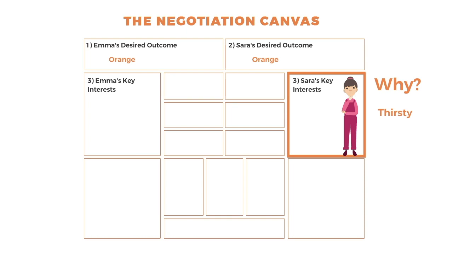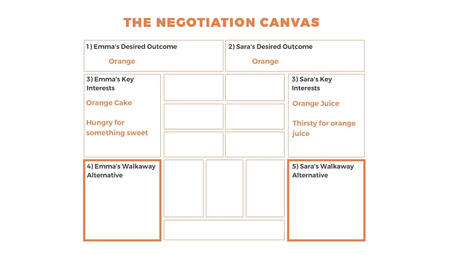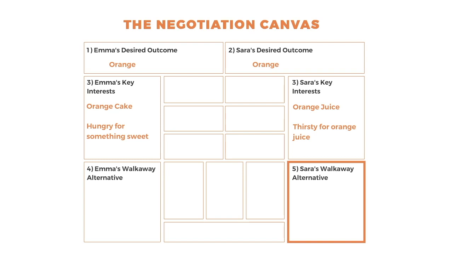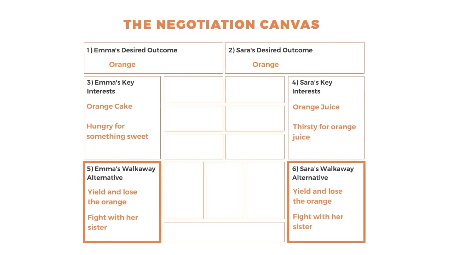Let's move on to the next step, which is walkaway alternatives. What will Emma do if she cannot reach an agreement with her sister? She might be forced to give up the orange and lose face, or she might be tempted to fight with her sister and get in trouble with her mother. For Sarah, the walkaway alternative is the same. If no agreement is made, she could yield, which sets a bad precedent, or fight and get punished by her mother.